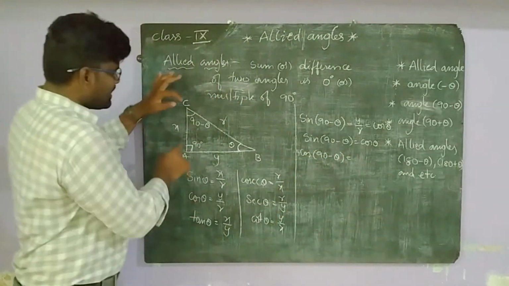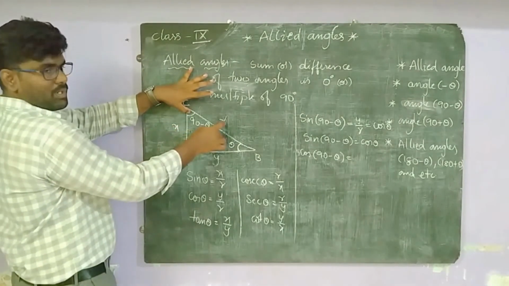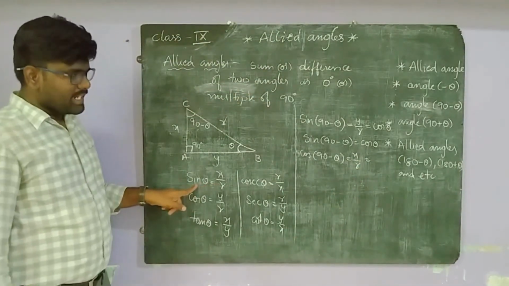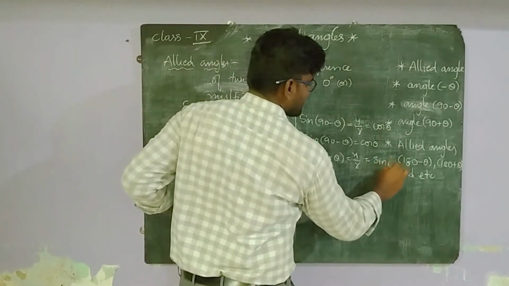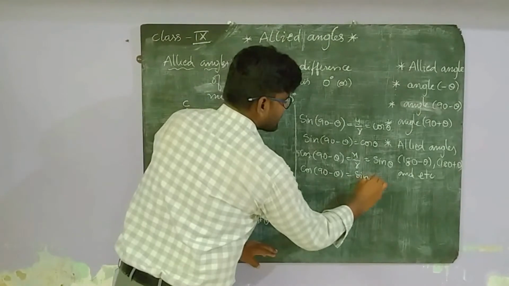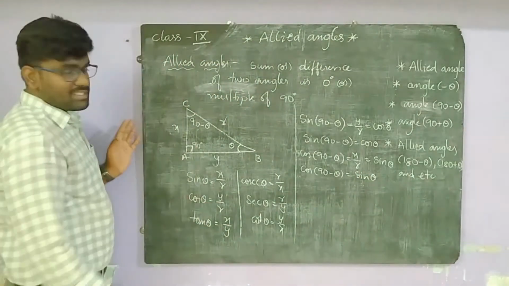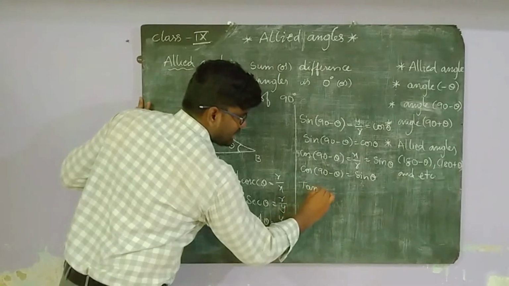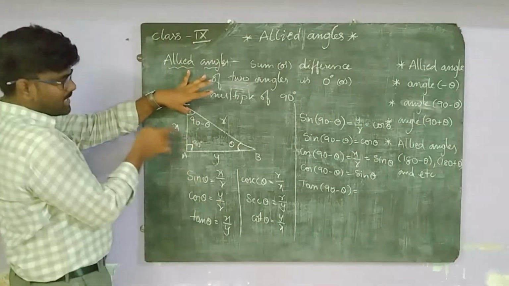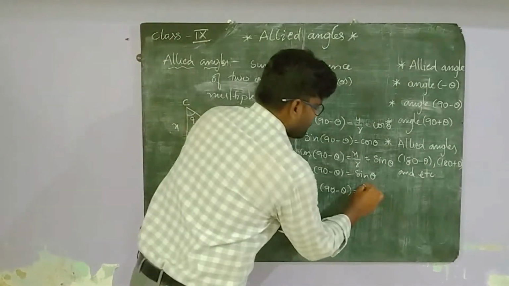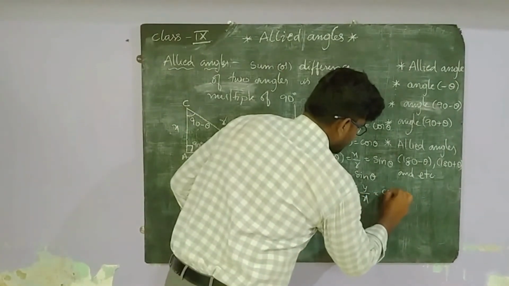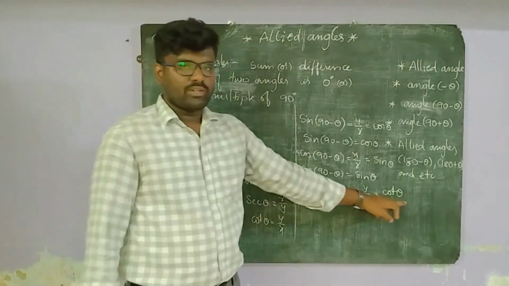In the same way, cos 90 minus theta is adjacent by hypotenuse, which is x by r, that is sin theta. So cos 90 minus theta is equal to sin theta. Similarly, tan 90 minus theta is opposite by adjacent, y by x, which is cot theta. So tan 90 minus theta is equal to cot theta.